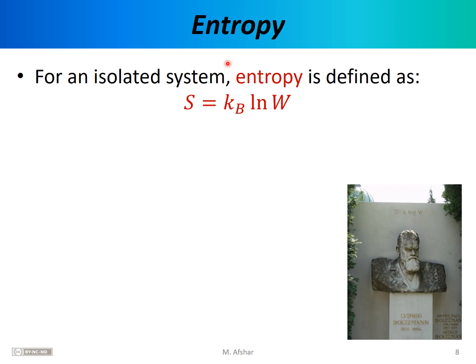In fact, this equation was first discovered by Ludwig Boltzmann circa 1890. If you happen to be in Vienna, Austria, and you happen to visit the Central Cemetery there, you will find Ludwig Boltzmann's grave there, and this equation is etched at the very top of his gravestone. Recall that the Boltzmann constant has units of joules per Kelvin, and W is unitless. It's a number of states, and so the SI unit of entropy is basically joules per Kelvin.